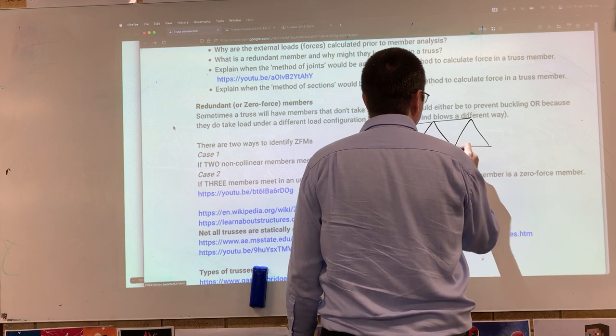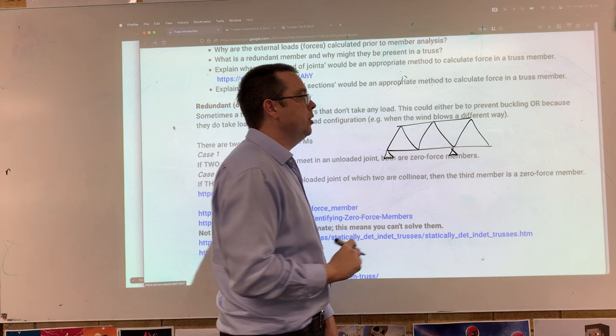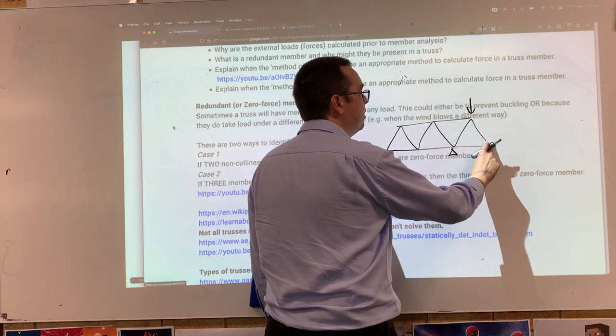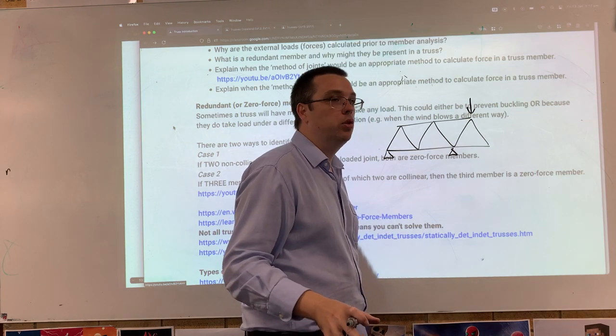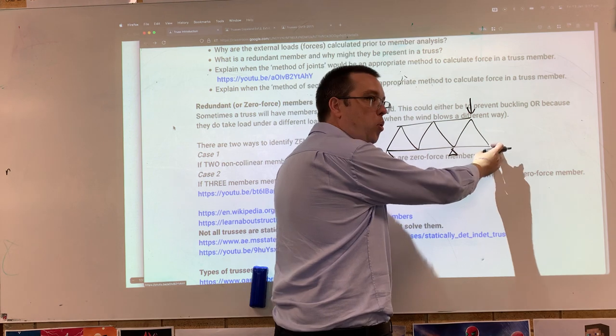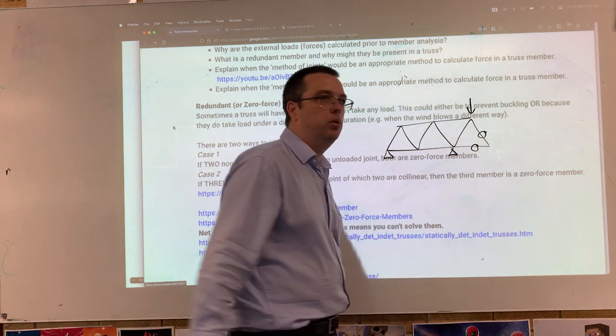Let's say the load was like that, right? In that situation, even if I apply a load here, I have two members, and they're not collinear, right? They're not in a straight line. Two members meet and there's no force being applied on that corner, then this has to be zero and this has to be zero.